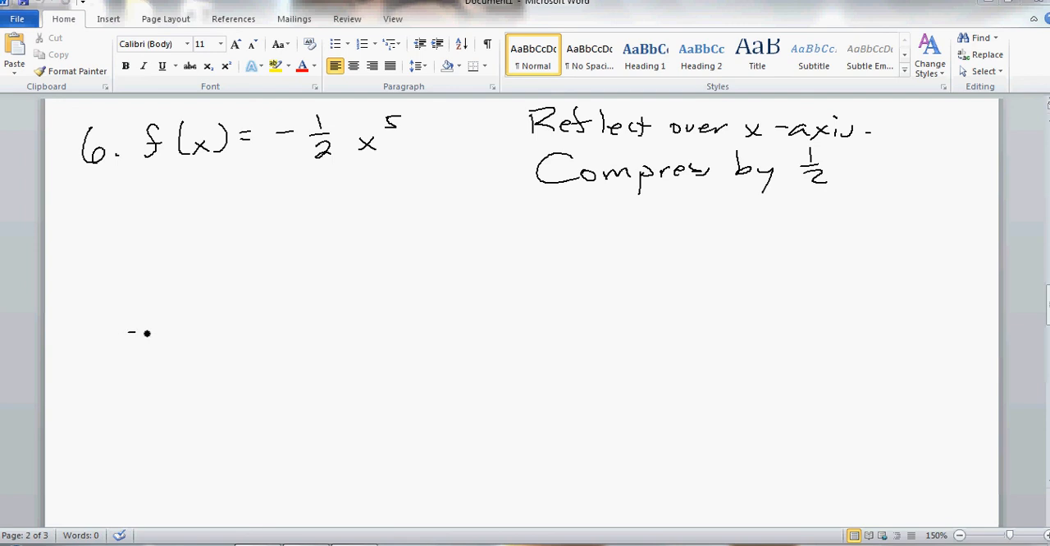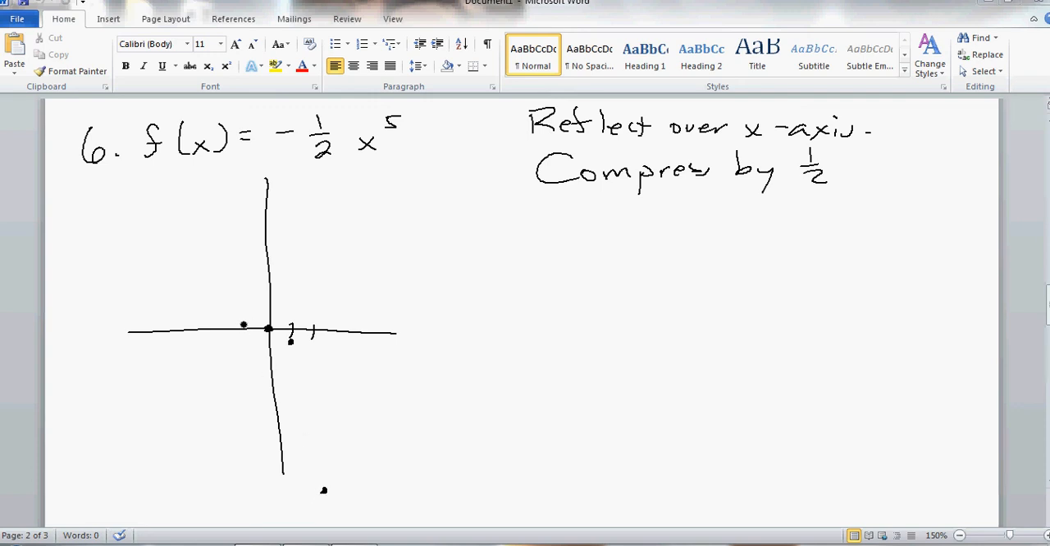So 0, 0, reflecting stays at 0, 0, compressing stays right at 0. Now 1 normally was 1. Reflect over the x-axis becomes negative 1, but compress it by 1/2, so it becomes negative 1/2. 2 was 32. Reflect over the x-axis is negative 32. Compressed by 1/2 makes it negative 16. So that's going to still be quite a ways down here.